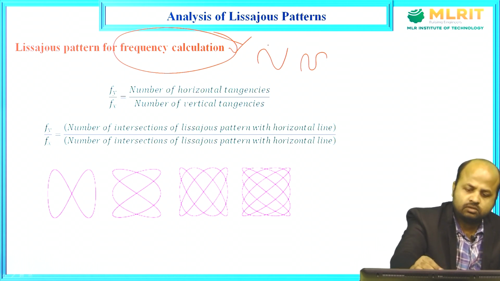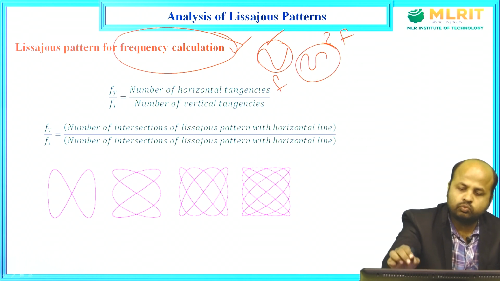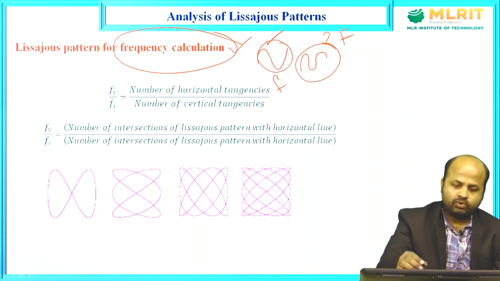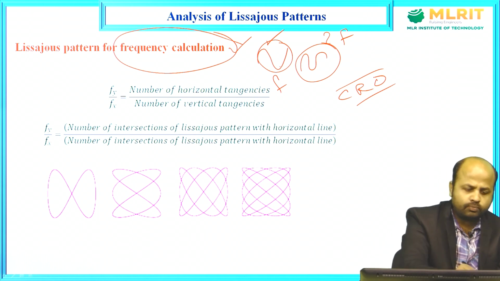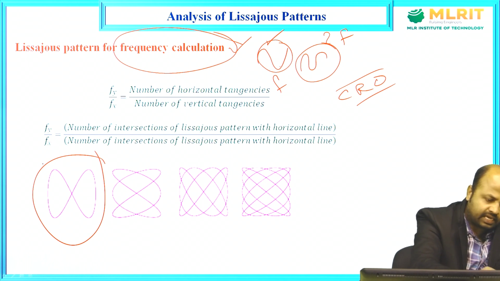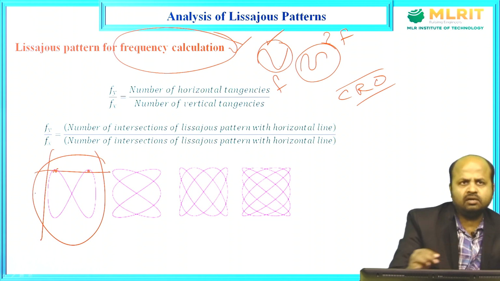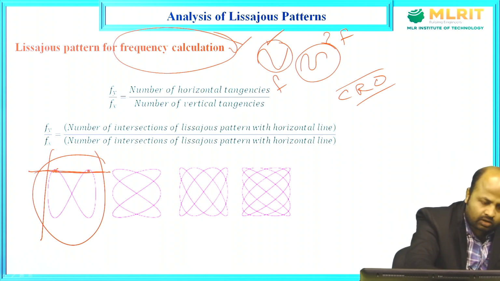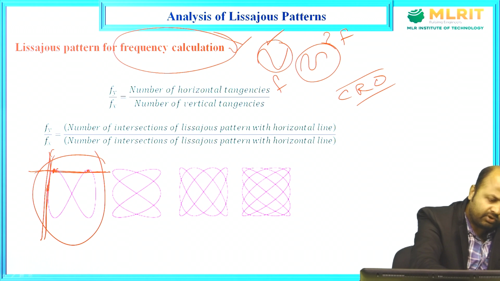Suppose you take two sine waves, one having frequency f, another having 2f. When you apply these two sine waves to the CRO, we will get this type of structure. Here we can see that there are two peak points in the horizontal direction and one in the vertical direction. So if you draw the tangent horizontally and vertically, you will get two intersection points in the horizontal direction and one intersection point in the vertical direction.